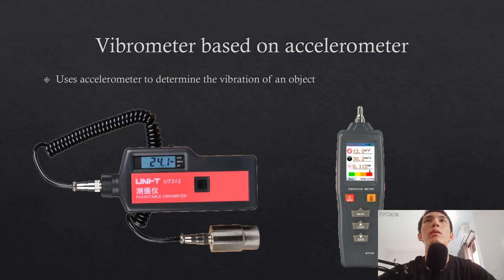Vibrometer based on an accelerometer. It uses an accelerometer to determine the vibration of an object. The accelerometer used in the device, we will get into in detail later. To use the device, just touch or attach the probe to the object we want to measure the vibration of. The vibration will be shown on the screen of the vibrometer.